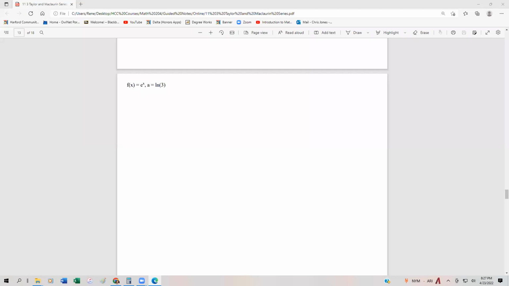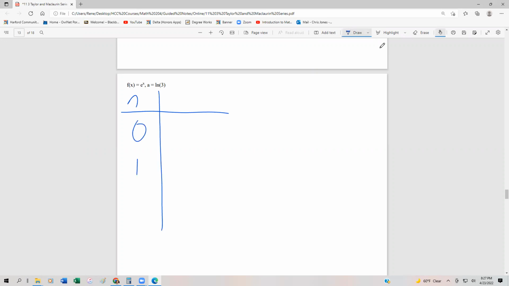One final example of a Taylor series is we're going to find the first four terms of the e to the x Taylor series centered about the point ln of 3. So n, we're going to have 0, 1, 2, and 3 at least. Then we're going to have the nth derivative, right? And the good news is the derivative of e to the x is always going to be e to the x. All right, so this one's really nice.